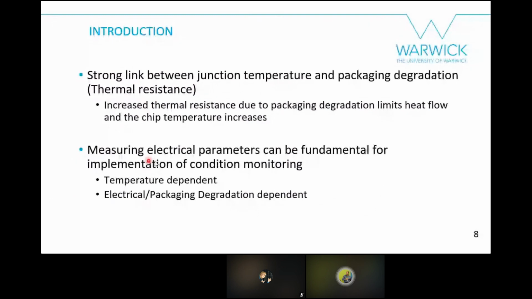Moreover, measuring electrical parameters can be fundamental for implementing condition monitoring. So you have parameters that are going to be temperature dependent, and you also are going to have some parameters that are electrical degradation dependent, packaging degradation dependent. So if you manage to monitor parameters which are related to temperature or electrical degradation, you are able to monitor the state of health of your power module device.